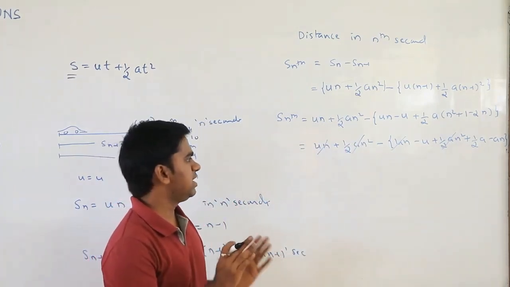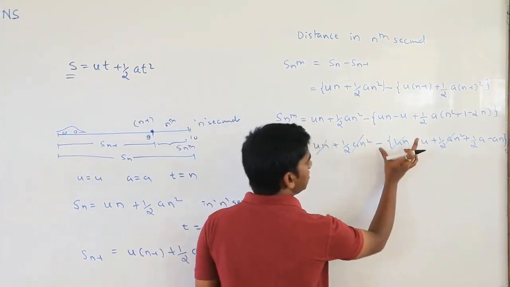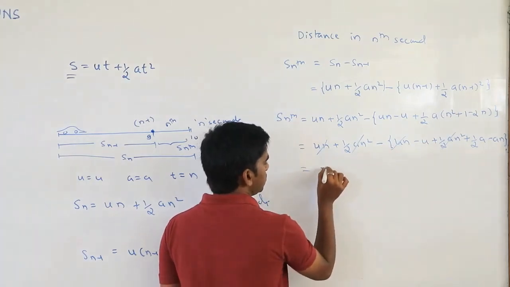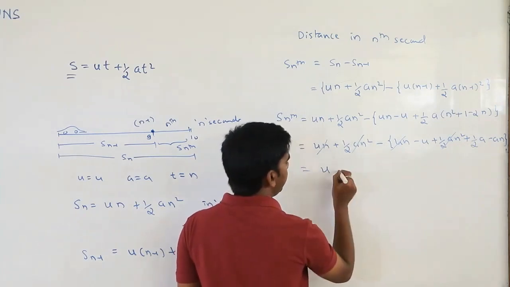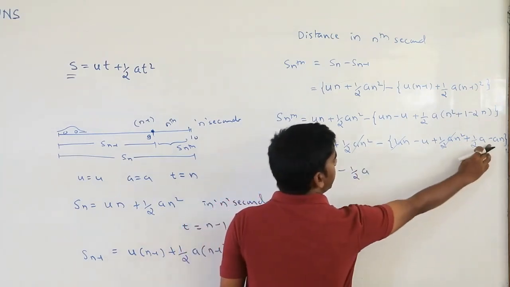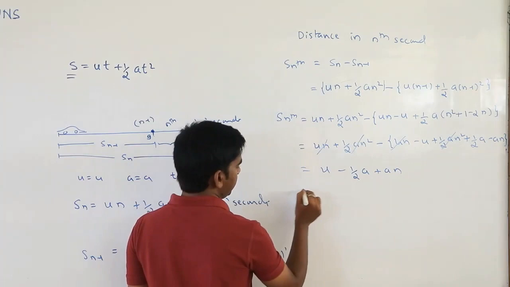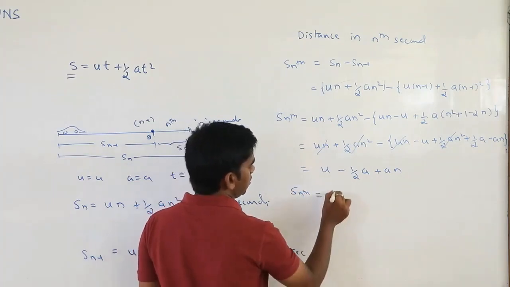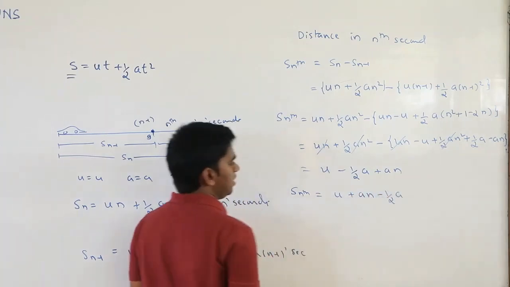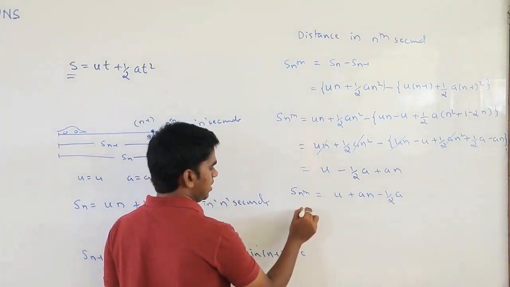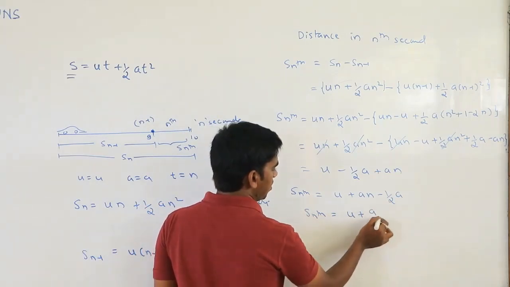Okay, so just now we have to rearrange the terms which we are left with. So now this is minus and this is minus will become plus u, then plus half a minus, so it will become minus half a, minus minus plus means plus an. So totally we are left with Sn equals to u plus an minus half a. Take common a and 1 by 2. Sn is equals to u plus a, take it common, 2 also take it common.